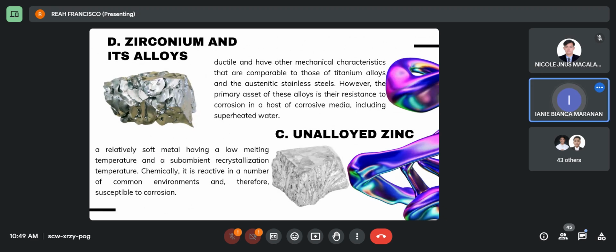Followed by unalloyed zinc. It is a pure zinc metal. It is a bluish white metal with a low melting point. It is a good conductor of electricity and heat, where it is also very malleable and ductile, making it easy to work with. It is a relatively soft metal having a low melting temperature and a sub-ambient recrystallization temperature. Chemically, it is reactive in a number of common environments and therefore susceptible to corrosion. Galvanized steel is just plain carbon steel that has been coated with a thin zinc layer where the zinc preferentially corrodes and protects the steel.